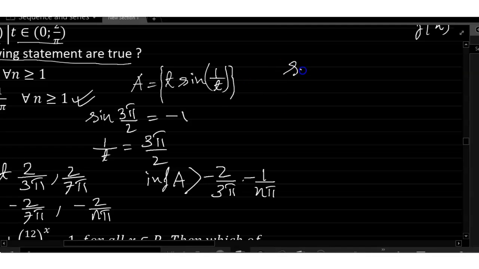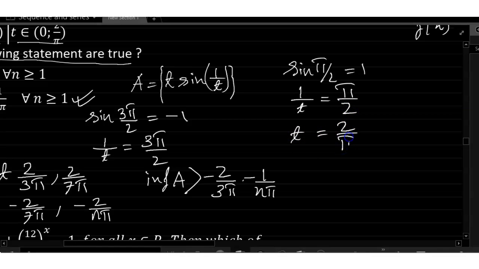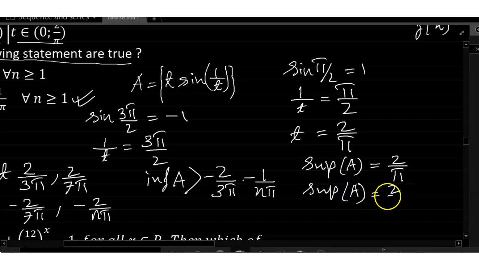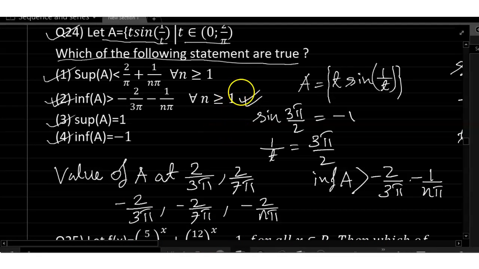And sine(pi/2) equals 1. So 1/t equals pi/2, so t equals 2/pi. So the supremum of A is equal to 2/pi. So the supremum of pi plus 1/(n pi). So this option is correct and this option is not correct. This option is not correct.